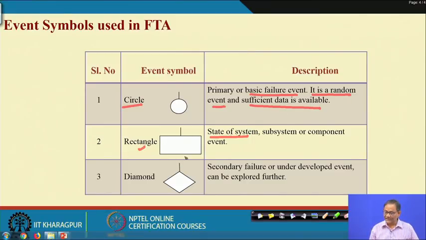So, if I say the top event occurred, tank rupture, then it means the system level failure has occurred, this is the state of the system. So, you will write tank rupture within the rectangle.